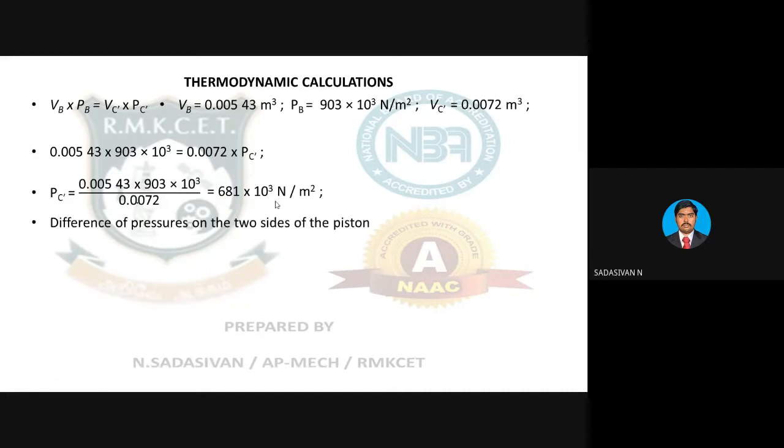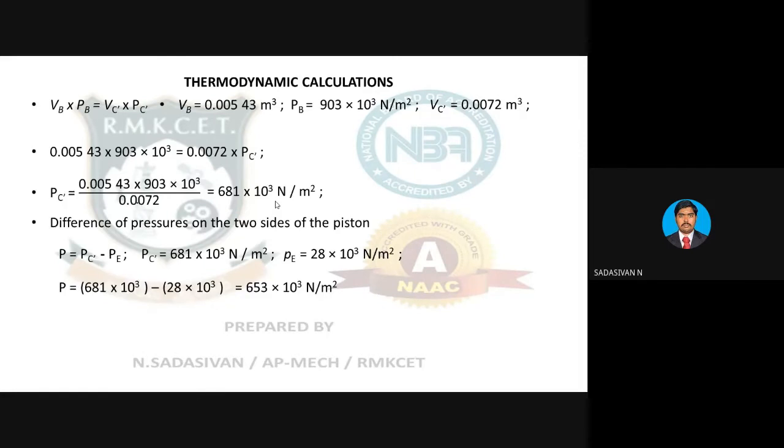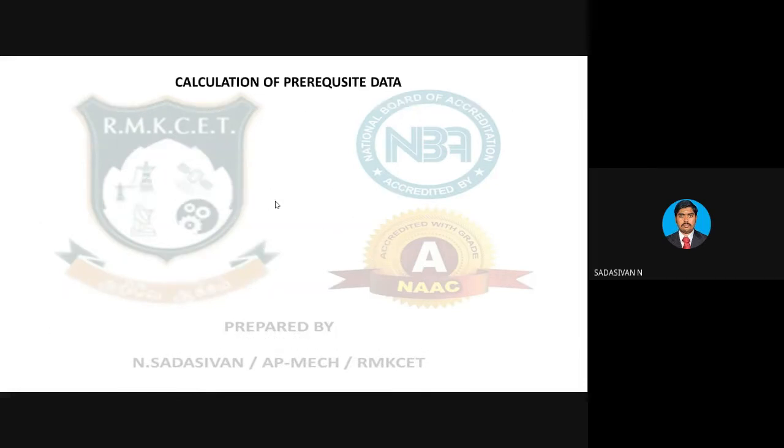So with this pressure, we need the difference in pressure on the two sides of the piston. You have to subtract the exhaust pressure from the pressure you have found out. Both are absolute. 681 into 10^3, exhaust pressure is 28 into 10^3. Subtract this, and we get the effective working pressure, 653 into 10^3. Now this is my value of pressure, and with this I can proceed. Therefore, the difference in pressure between the two sides is 653 into 10^3.